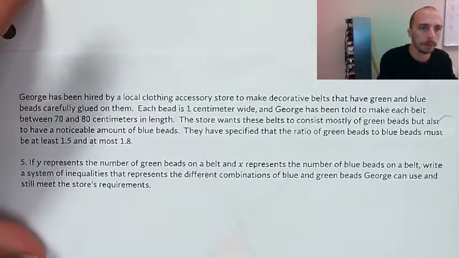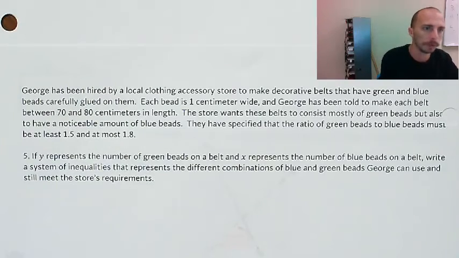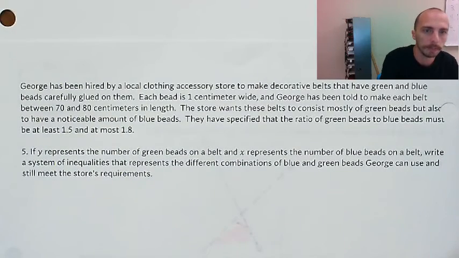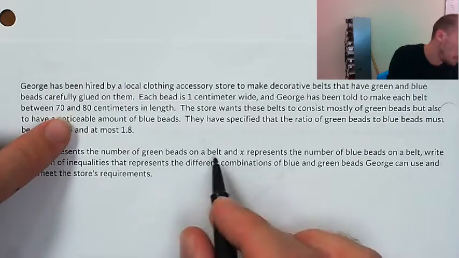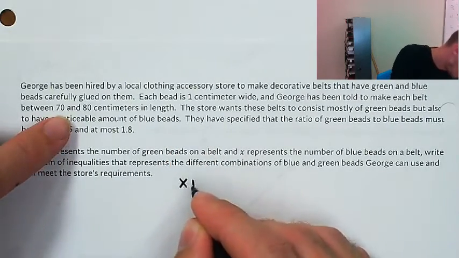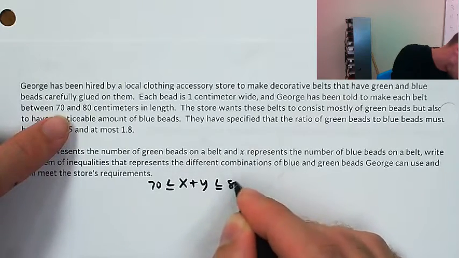Then over here, George has been hired by a local clothing accessory store to make decorative belts that have green and blue beads carefully glued on them. Each bead is 1 centimeter wide, and each belt has to be between 70 and 80 centimeters in length. So if y is green and x is blue, we're going to write a system of inequalities. Well, the length is going to be between 70 and 80. So the total number of beads needs to be between 70 and 80 because each bead is 1 centimeter. So x plus y needs to be between 70 and 80.